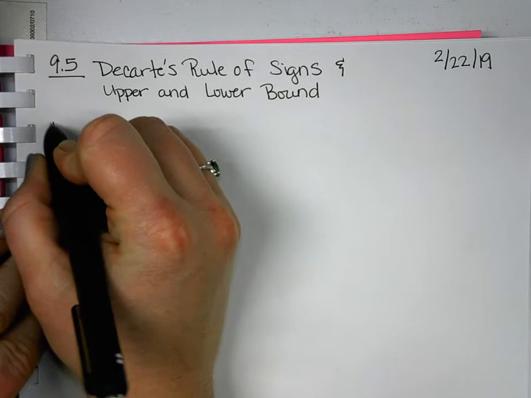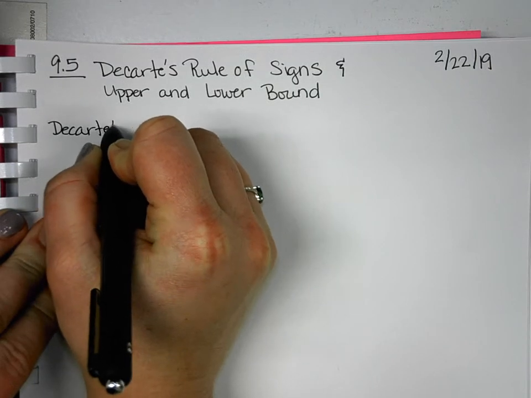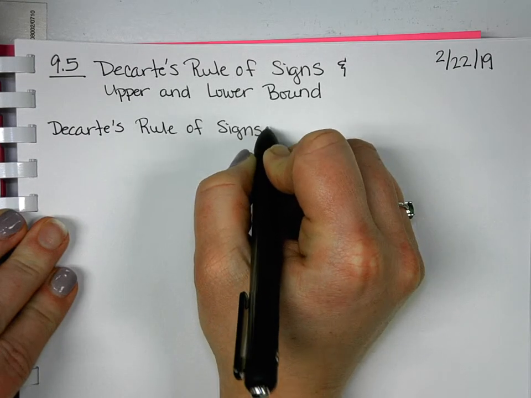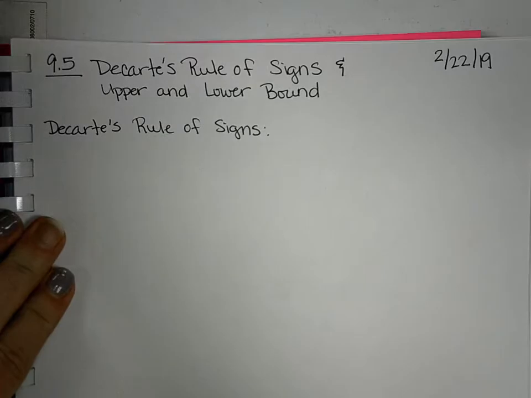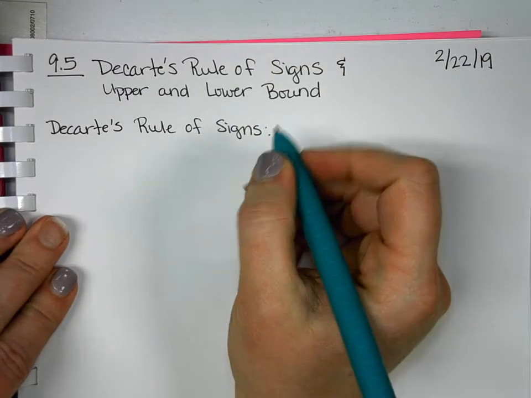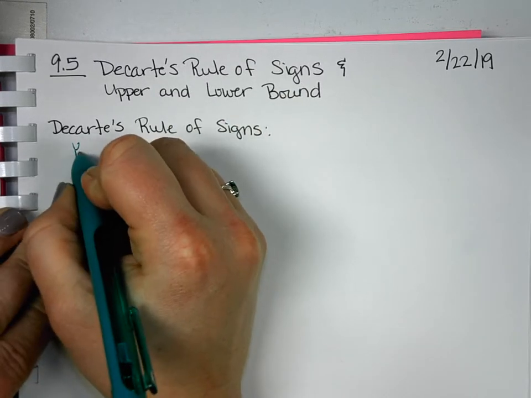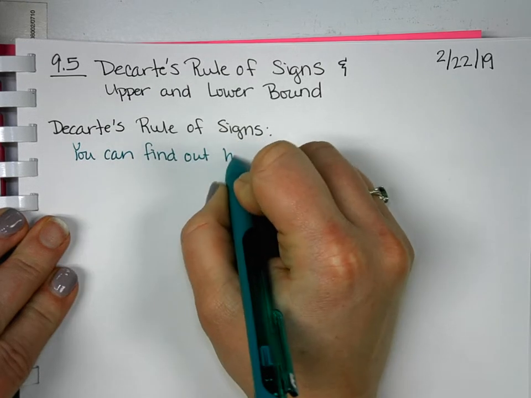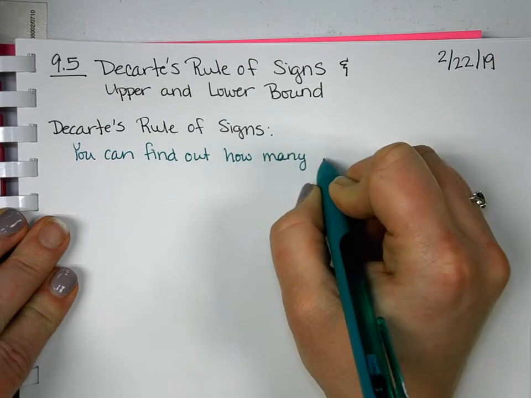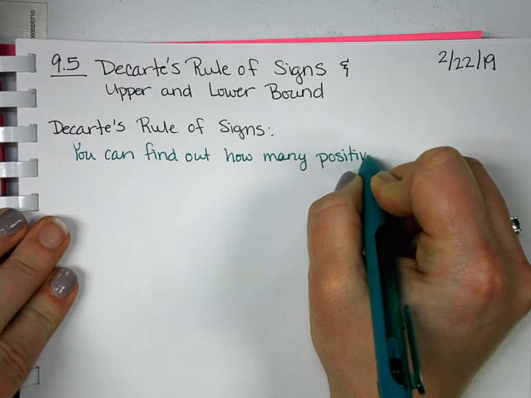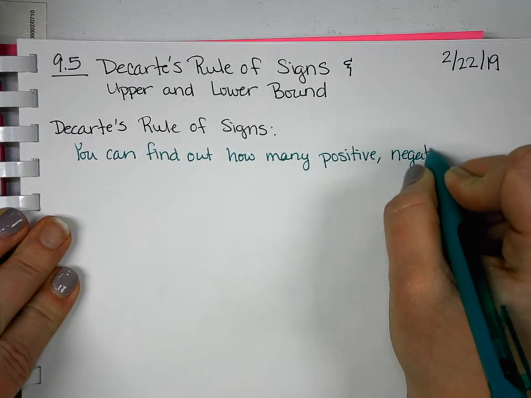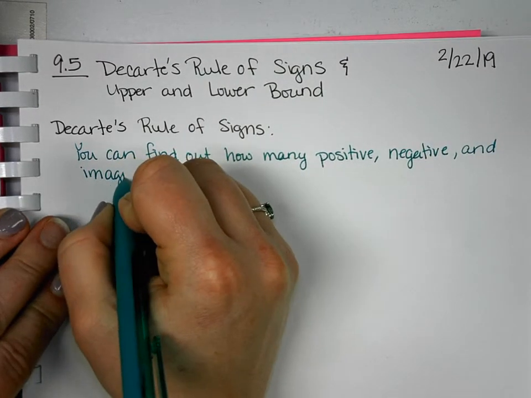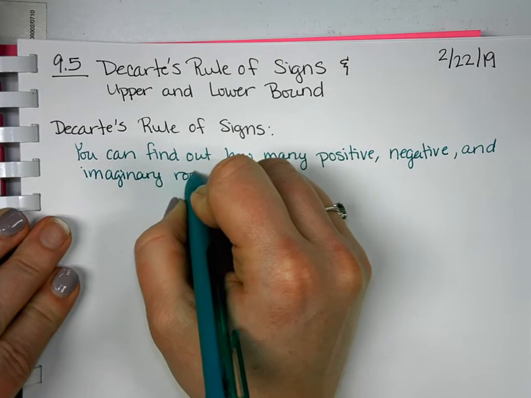So what his rule says, so this is his rule here, the rule of signs, says that you can find out how many positive, negative, and imaginary roots that you're going to have.